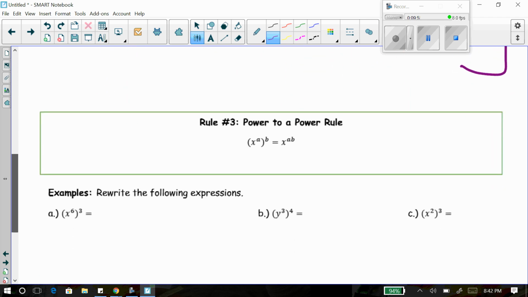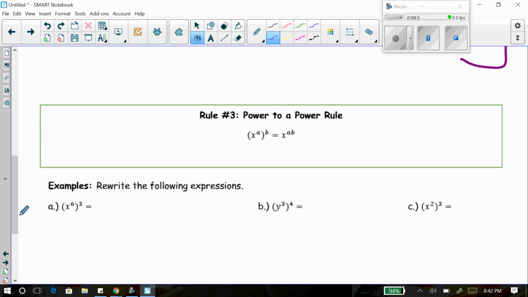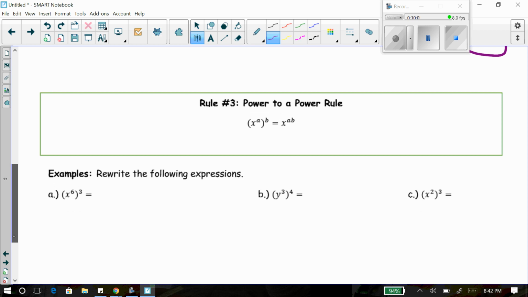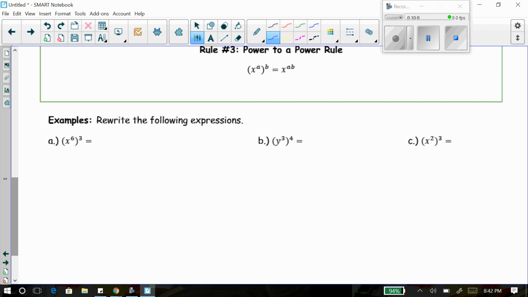Our third rule is when you have a power to a power. I think this one will be best seen by example. So let's rewrite these ones. And I want to show you what's going on here. When it's a power to a power, that means that you have an exponent inside and an exponent outside.